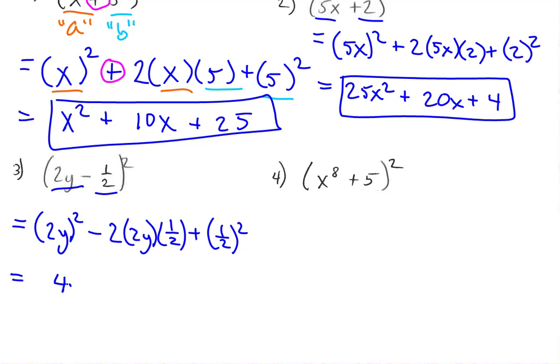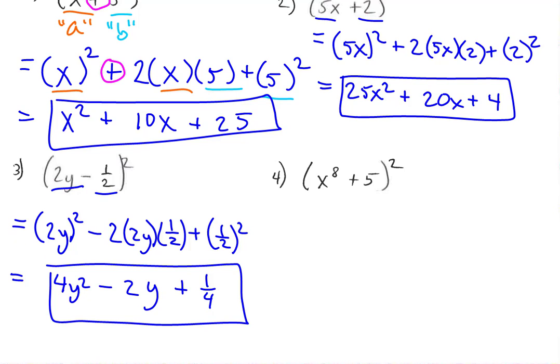Now, for this case, we want to go through and clean this up, of course. 2y squared is 4y squared. If we multiply what's in the middle term here together, we have a 2 times 2 times 1/2. Well, that's really just 2. So we have minus 2y in the middle, and then we have a plus 1/4, which is that 1/2 squared.